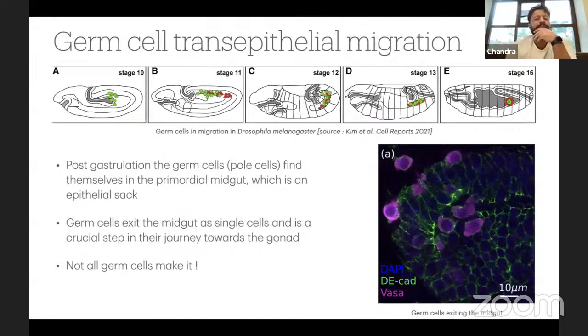Okay, the first one is something that I've been working on for a while. It's called germ cell transepithelial migration. What exactly is the biological context here?